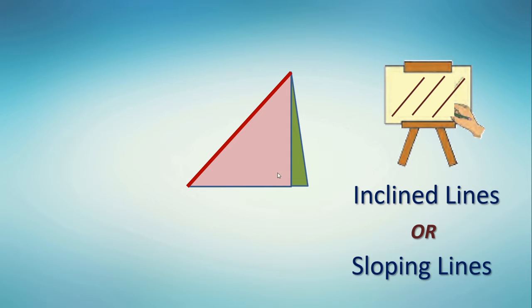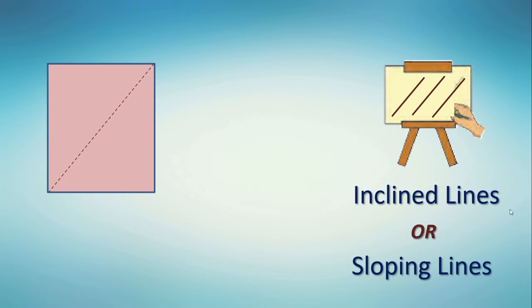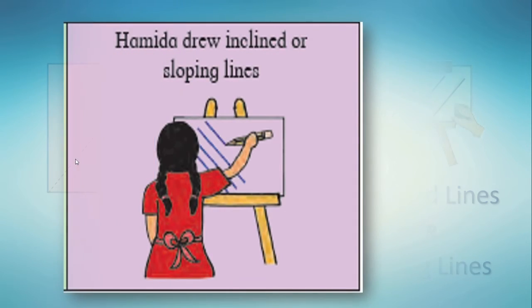Okay, here also we will unfold this paper and we will see any marking we get. Yes, dear children, here also we will see any markings. Yes, we get marking from corner to corner, that is nothing but a slanting line or sloping line. Got this, children? Yes, here we will go through. See this, Hamida. She drew inclined or sloping lines.